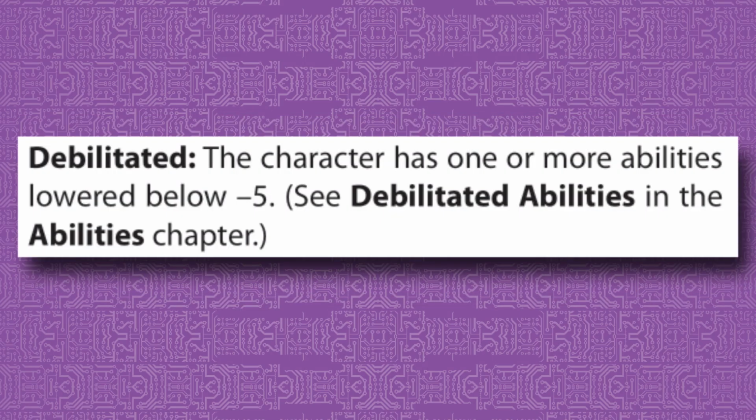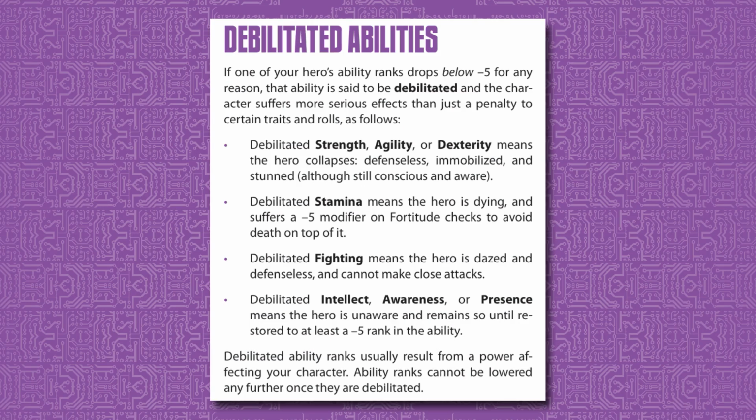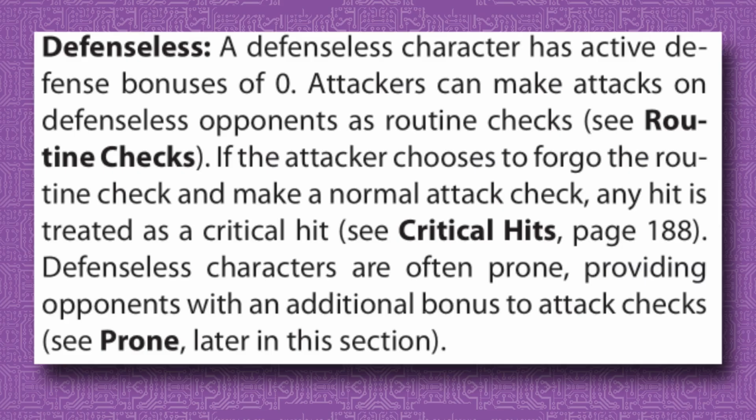Debilitated. The character has one or more abilities lowered below -5. This comes with its own host of effects for each ability score, which can be found on page 57. I will put those on screen now. Defenseless. A defenseless character has active defense bonuses of 0. Their parry and dodge bonuses should be treated as if they were 0. Attackers can make attacks on defenseless opponents as routine checks. Essentially, you take 10, or act as if you just rolled a 10 on the dice instead of rolling. If the attacker chooses to forego the routine check and make a normal attack check, any hit is treated as a critical hit. Defenseless characters are sometimes also prone, providing opponents with an additional bonus to attack checks.